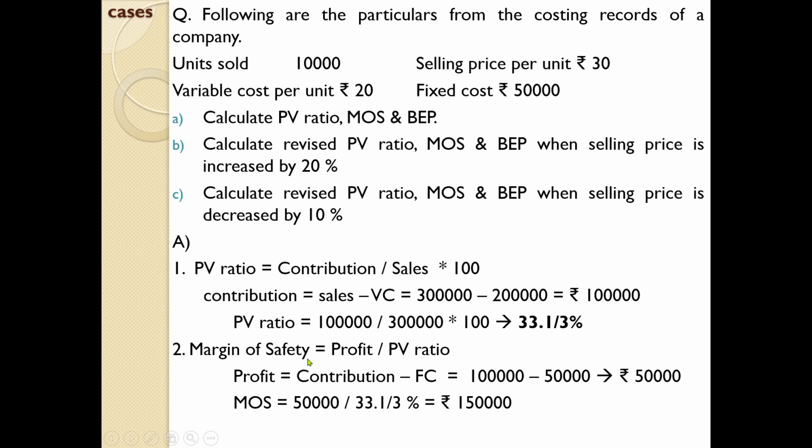Once you have found margin of safety, break-even point or break-even sales can be easily found. Break-even sales is fixed cost by PV ratio. Fixed cost is 50,000, PV ratio is 33 1/3%. So break-even sales is 1,50,000.